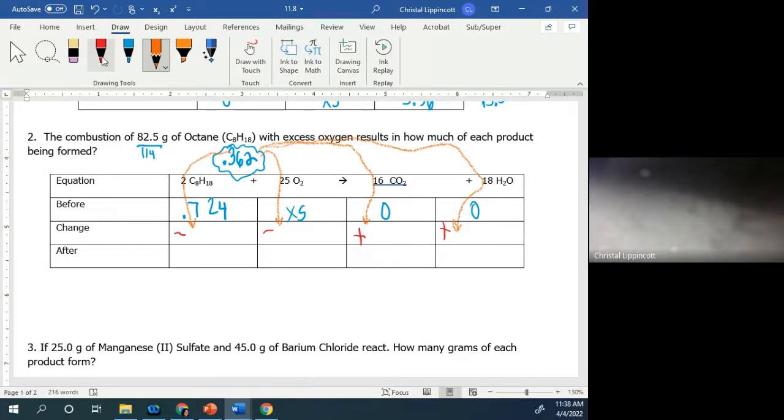So this is going to be minus 0.724. This I've got to calculate on my calculator because I can't do that in my head. That times 25 ends up being 9.05. Times 16, I get 5.79 here. And I get 6.51 here.